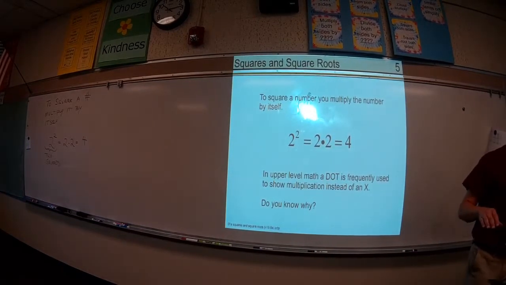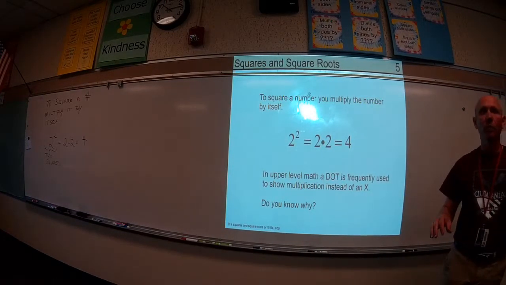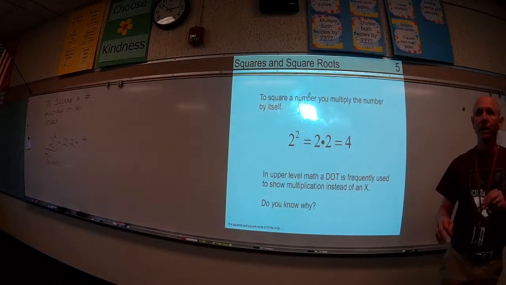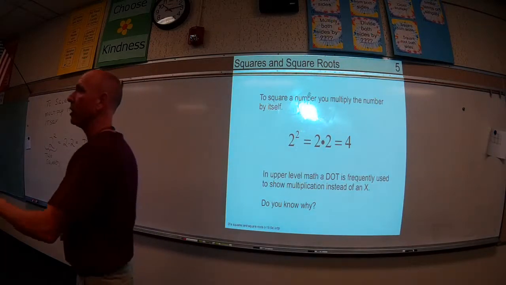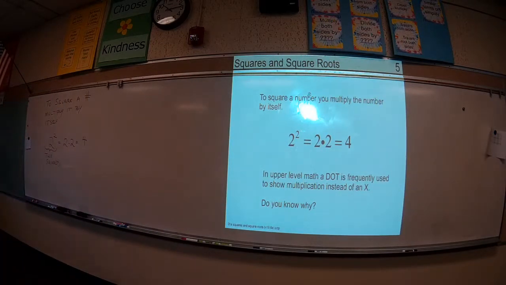I'm going to walk through the classroom, and I'm going to give you a number. I'm going to ask you to square it. And here's the form I want. When I say 2 squared, you say 2 times 2 is 4. So let's see. Ready? 3 squared. 3 times 3 is 9. 4 squared. 4 times 4 is 16. 5 squared.